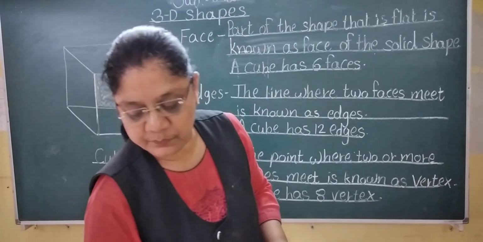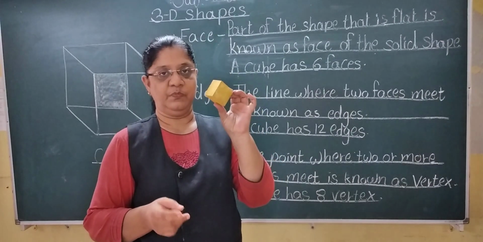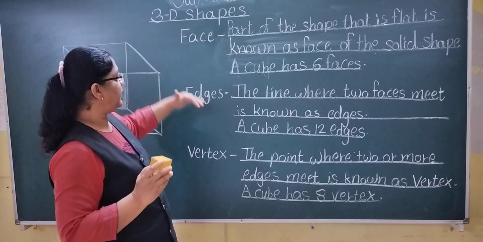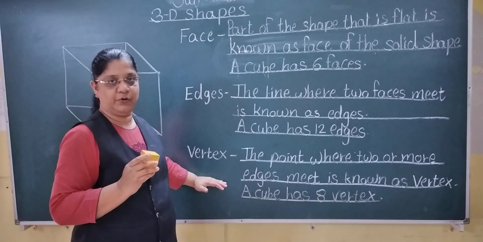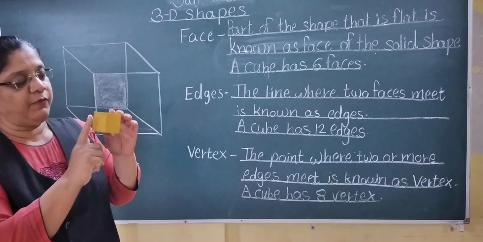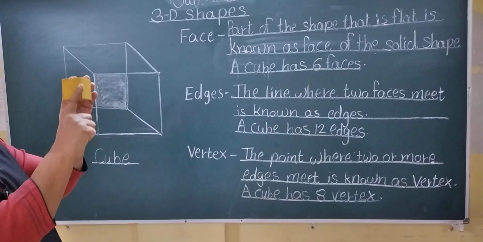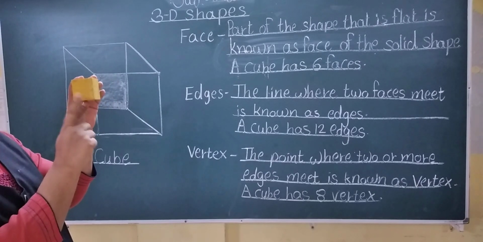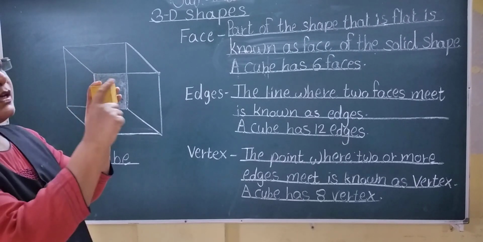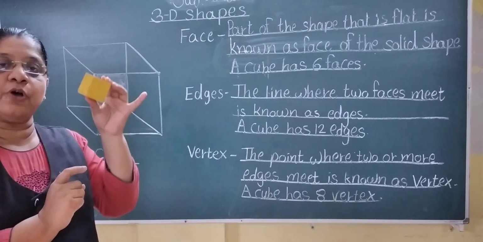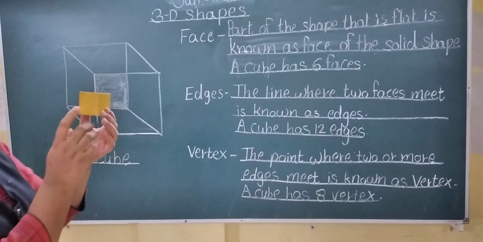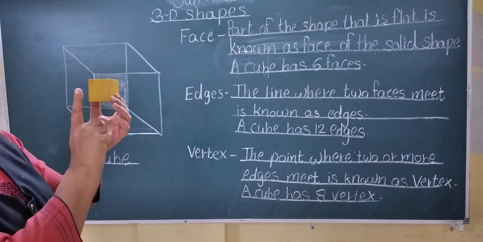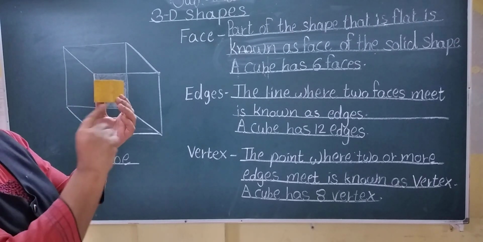Today we will see only cube. We will learn what faces mean, what edges mean, and what vertex means. Okay, see students, faces means what? The part of this flat shape is known as a face of this solid shape. This shape is called the solid shape.